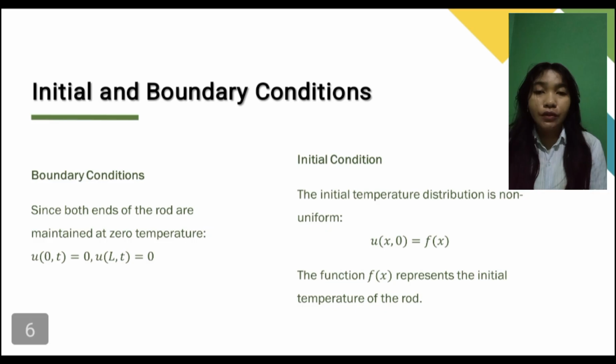So, to fully solve the heat equation, we need three components: the differential equation itself, the boundary conditions at the ends of the rod, and the initial temperature distribution. Together, these define how heat will evolve in the system over time.